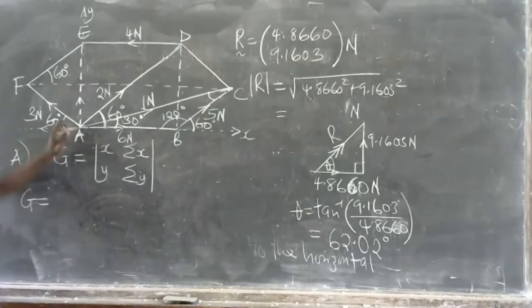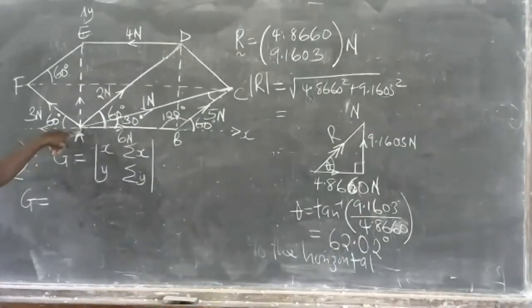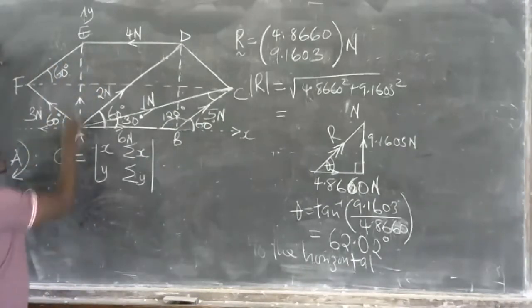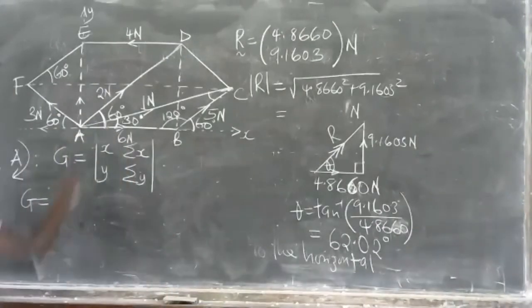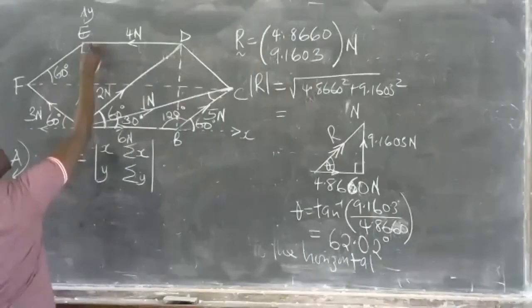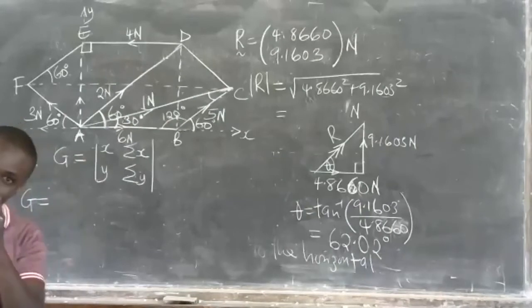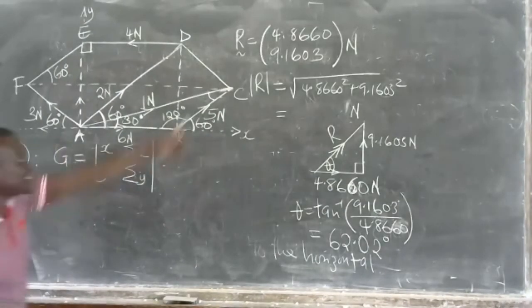Now, when you look at the 4 newtons force, its perpendicular distance is direct. You can directly see it. The perpendicular distance to the 4 newtons force is the length AE, because you see this is 90 degrees here. So that means we have to calculate length AE. How? Using the dimensions of the sides given to us as 2 meters.